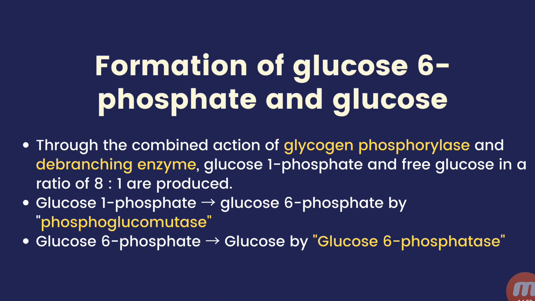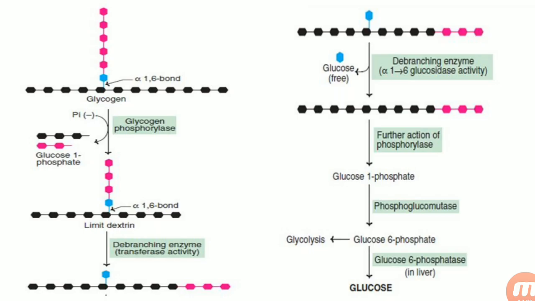So let me explain all these 3 steps again by looking into this pathway. Initially our first step was the action of glycogen phosphorylase. With the help of glycogen phosphorylase, the limit dextrin is produced. Limit dextrin is produced because it cleaves all the 1,4 glycosidic bonds, and from the branching only 4 glucose moieties are present, making it a limit dextrin.